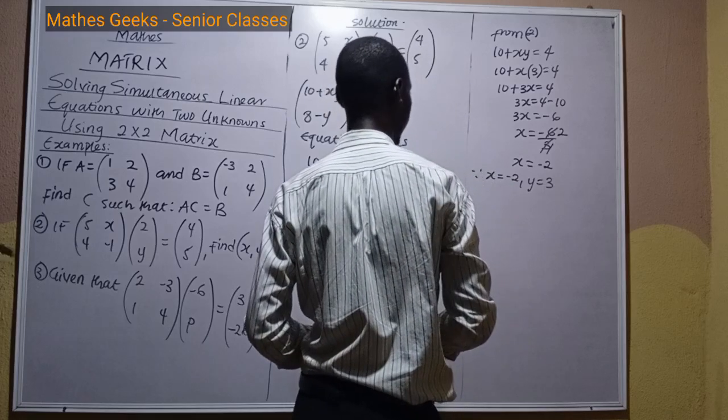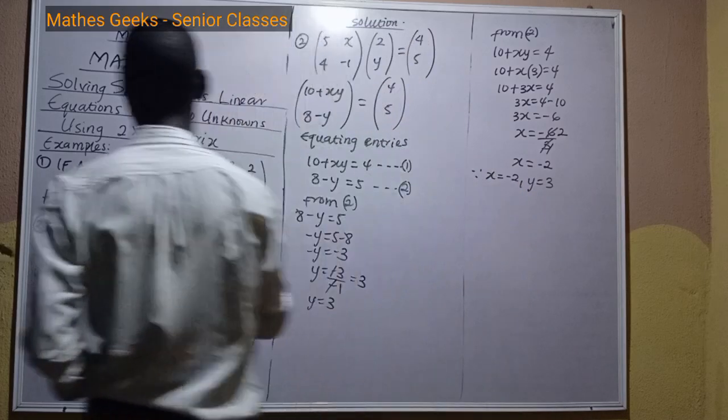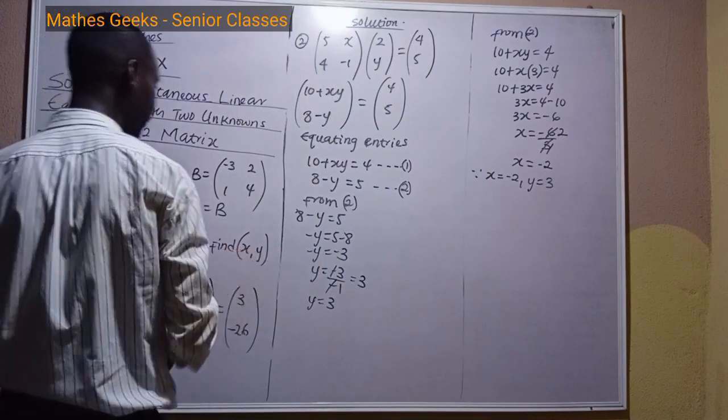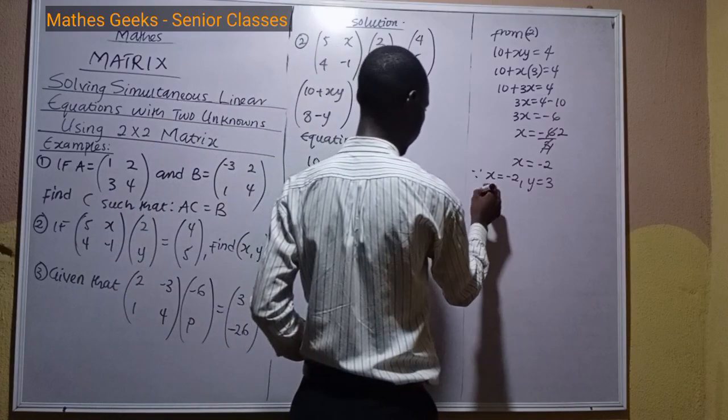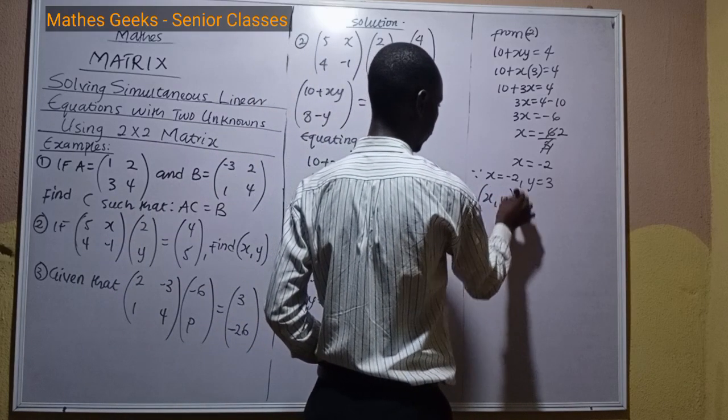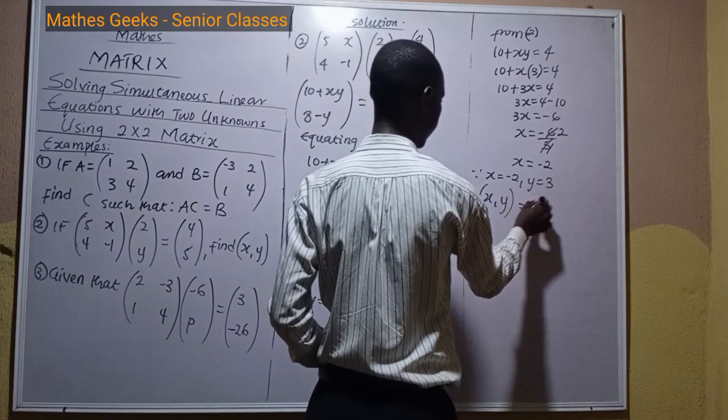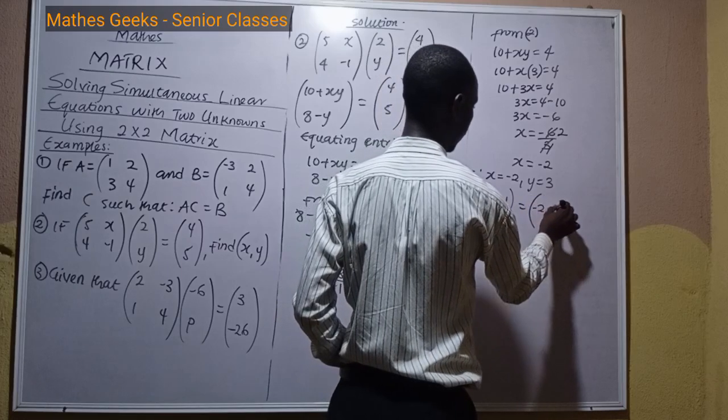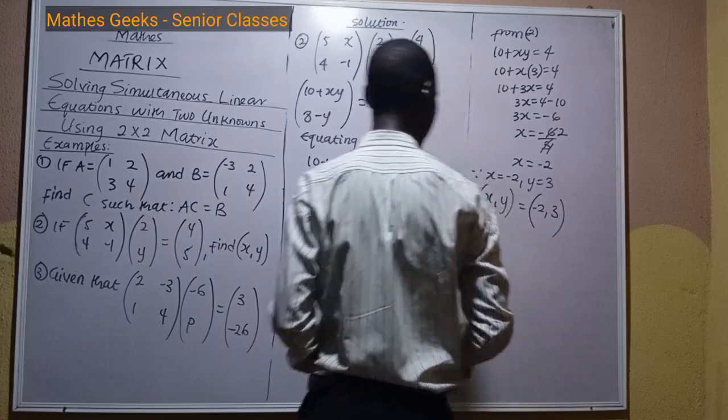But this is not the way we're taught to represent it. It says find xy, so xy, this is coordinate form. So xy is minus 2, 3.